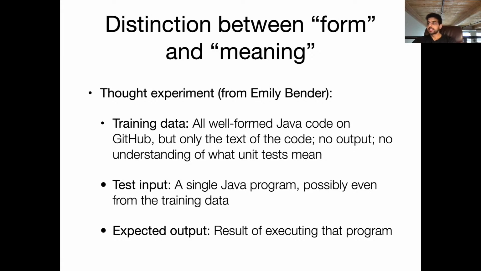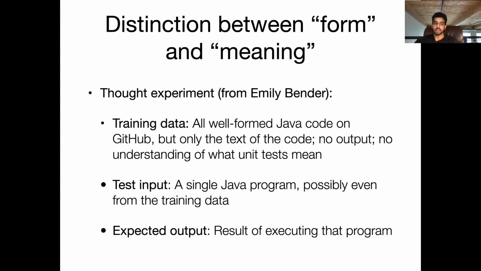So there are several thought experiments in this paper that are interesting. I wanted to highlight two of them. So the first one, to maybe make this distinction between form and meaning more clear, is this experiment where you have a language model that has access to all well-formed Java code that's on GitHub, but it has only the code itself. It has no output. It has no understanding of what unit tests are and so on. So it just has the code itself.